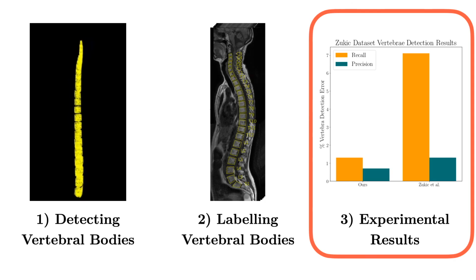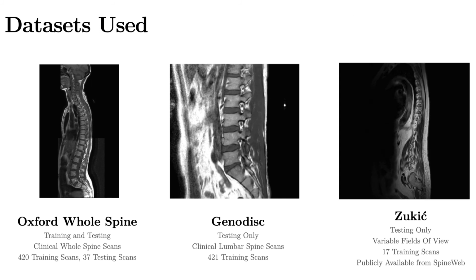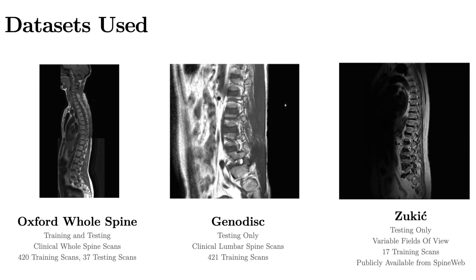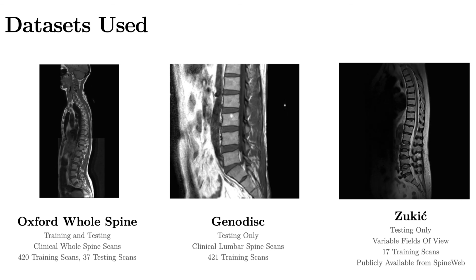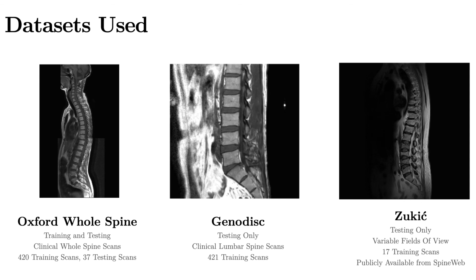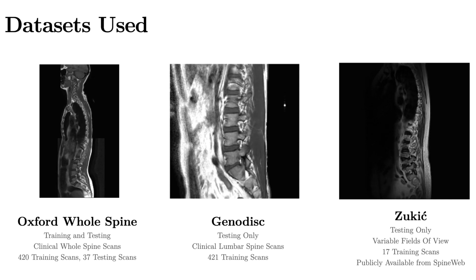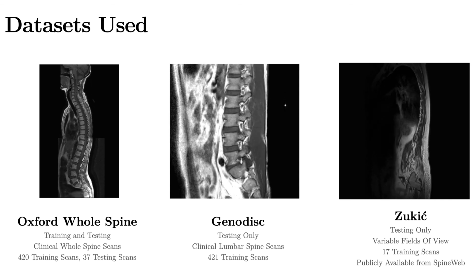Having covered both our contributions, we will now show some of the results of these methods combined across a range of datasets. We use 3 datasets in practice. Oxford whole spine consists of clinical whole spine sagittal magnetic resonance scans. We split this into training and testing sets. The detection, appearance, and context networks are all trained separately, and the resulting pipeline is assessed on the testing set, as well as 2 mostly lumbar datasets used in previous works, Genodisc and Zukić.